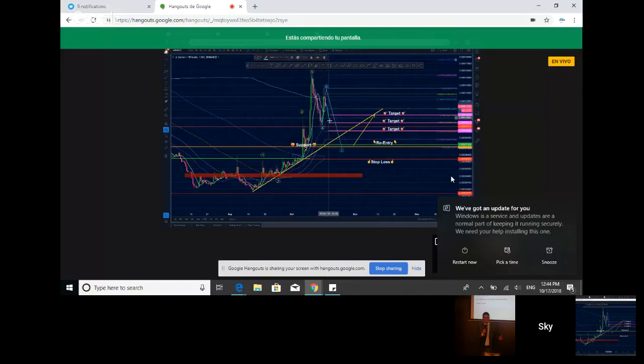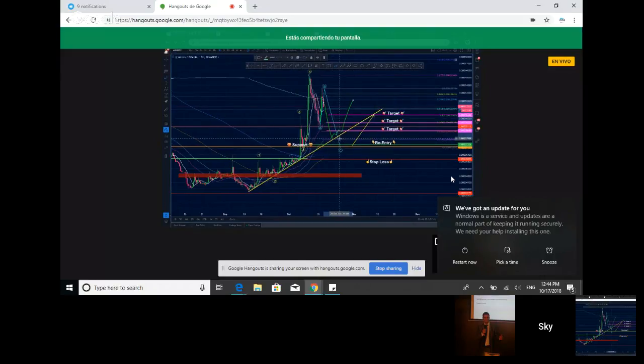Price will move down to this support line. It will probably rebound from it. So this is my opinion on IRON right now.